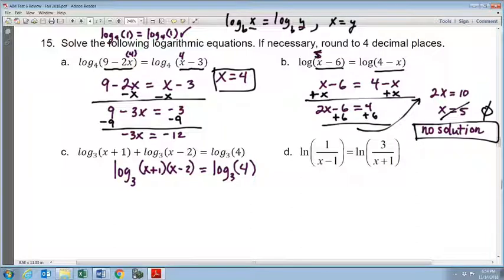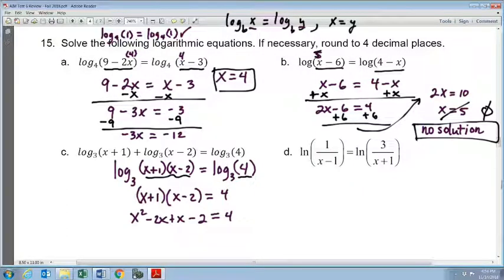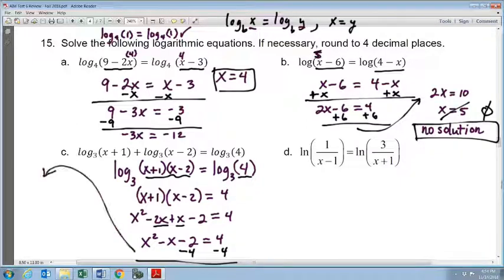So now we do have log equals log. We can set our inner parts equal. We get x plus 1 times x minus 2 equals 4. Let's go ahead and FOIL the left side. You're going to get x squared minus 2x plus x minus 2 is equal to 4. So let's see, we have some like terms there, and we need to get the 4 on the other side. Because it's quadratic, we're going to need to have 0 on one side and everything else on the other.